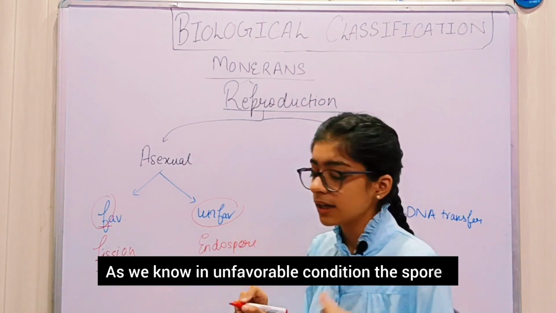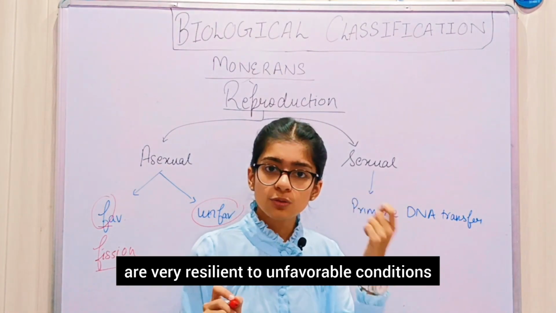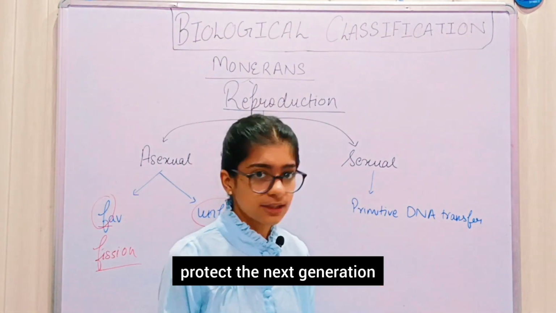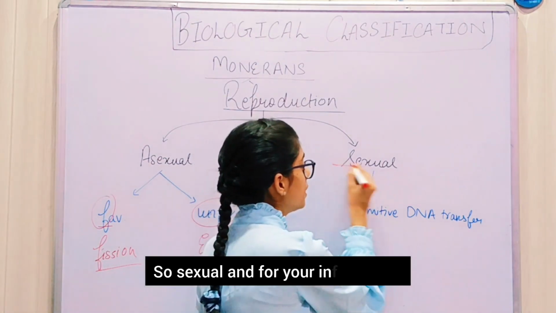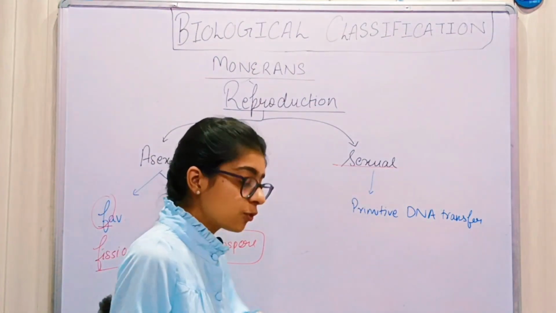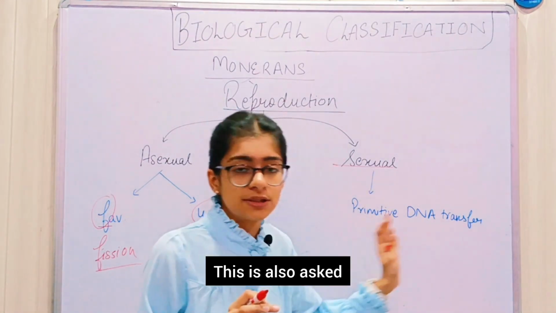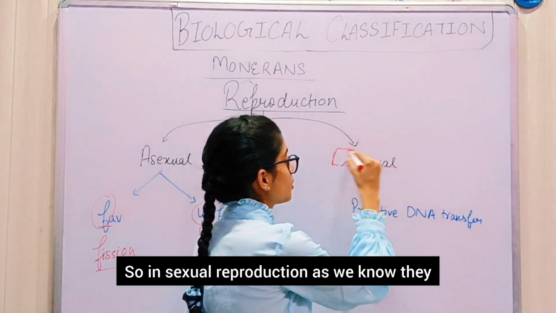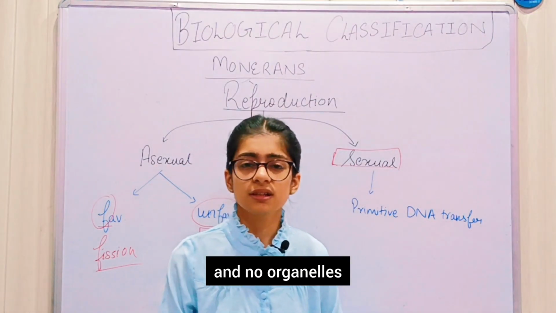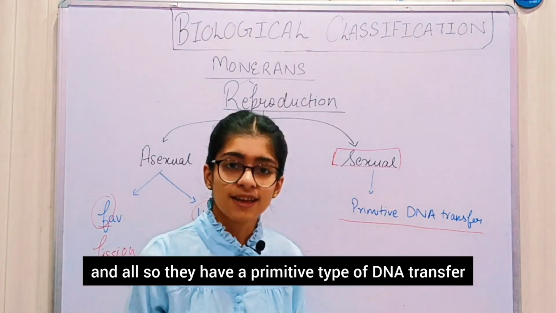As we know, in unfavorable condition, the spores are very resilient. So they will protect the next generation. For your information, endospore formation is more than a method of reproduction, it is a method of perennation. This is also asked. So in sexual reproduction, as we know, they don't have any specific nucleus and no organelles, so they have a primitive type of DNA transfer.